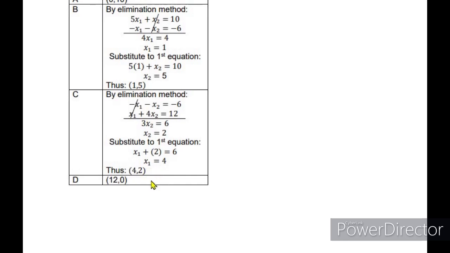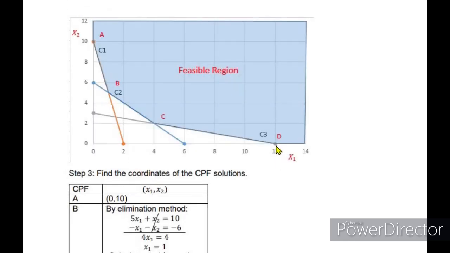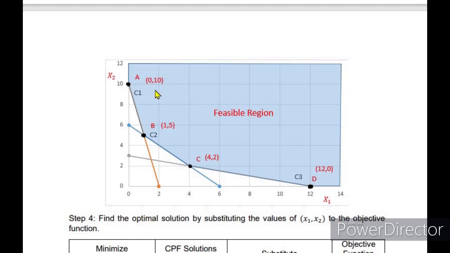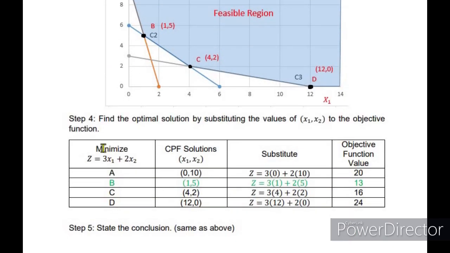Now for the point D, so it is here. You have 12 for x sub 1 and 0 for x sub 2. So you should put those coordinates along with the points. Then step 4, find the optimal solution by substituting the values of x sub 1 to the objective function.